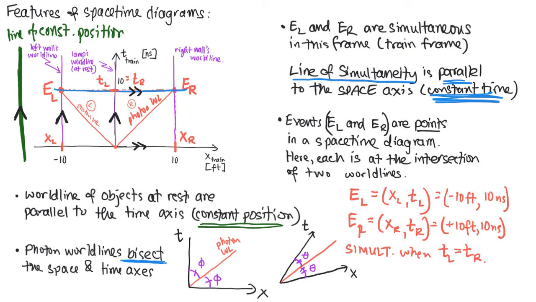Next, I want to look at exactly the same situation. Okay, two photons launch from the middle of the train, but this time we're going to view the situation from the ground frame in which the train is moving. Let's see what that looks like.